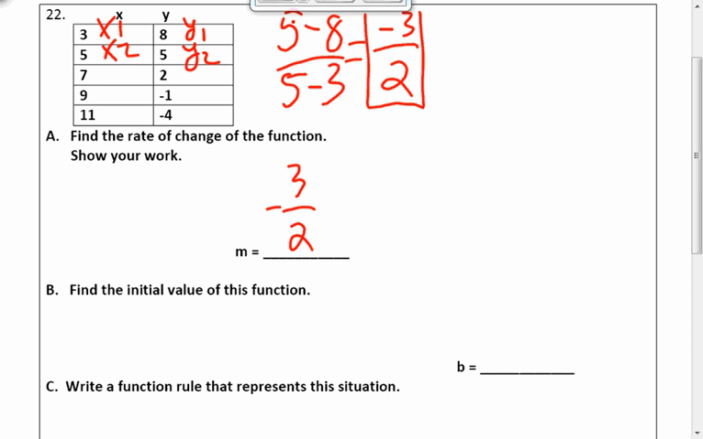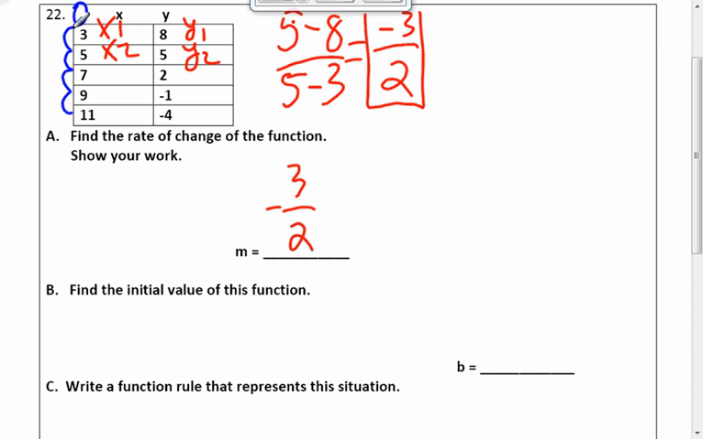Now I need to find the initial value of this function. So one of the ways we learned how to do this in class was to work backwards on our table until we get to an x value of 0. However, this one's not going to work out nicely because it's counting by 2's. So we're going to go to 1 and then to negative 1, and it gets a little confusing.